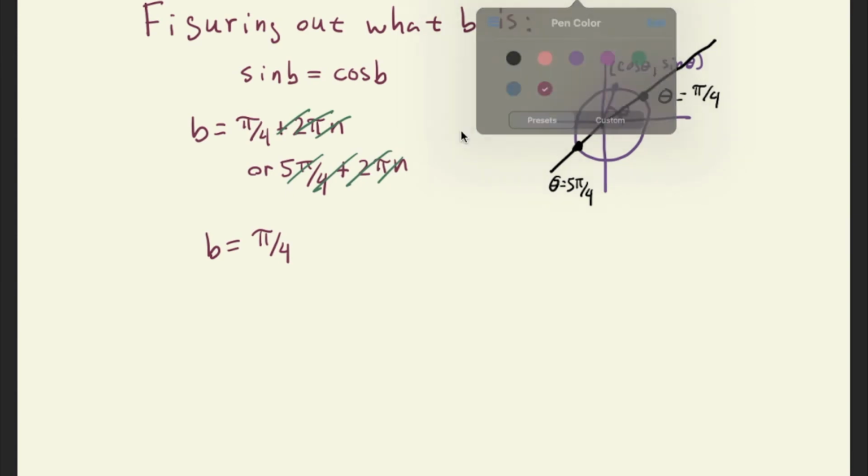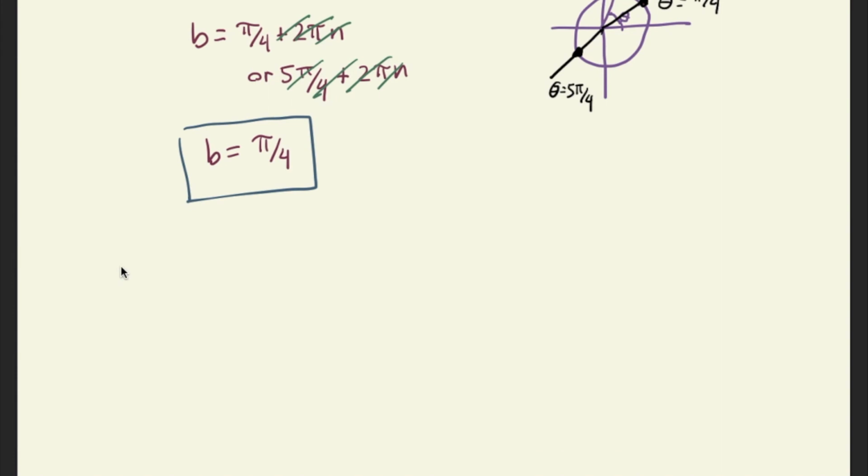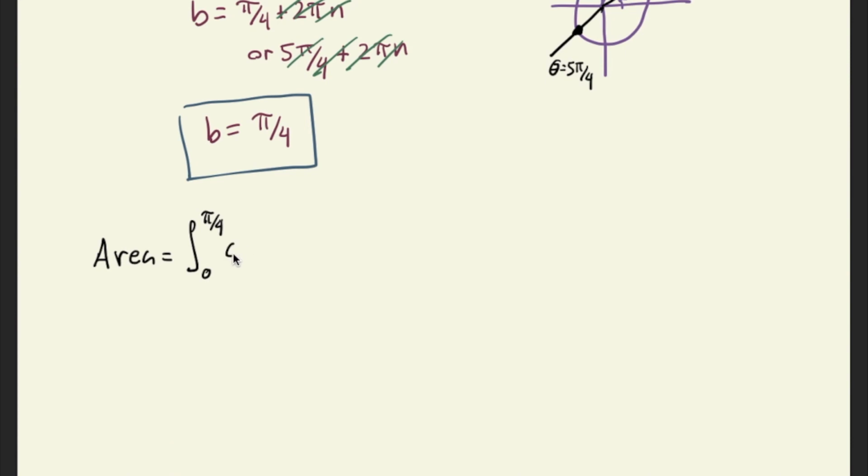Okay. And now that we found b, we can compute the area. So the area of the region we want is the integral from 0 to pi over 4, now that's b, and I think in the beginning cosine is on top, right? Cosine x minus sine x dx, plus the integral from b, so from pi over 4 to pi over 2, of sine of x minus cosine of x.